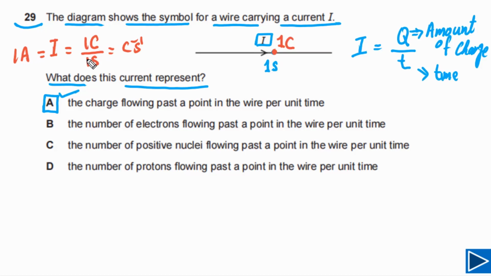So in current, we talk about amount of charge. Now if you look at option B, this option is not correct because this is telling you the number of electrons. That in current, when we define, we talk about amount of charge. So option B is not correct. This is also talking about number of positive nuclei. Actually, positive nuclei do not move. Means ions, they do not move. So this one is also wrong. This is also talking about number of protons. This is also wrong because current is amount of charge per unit time passing through a certain point.